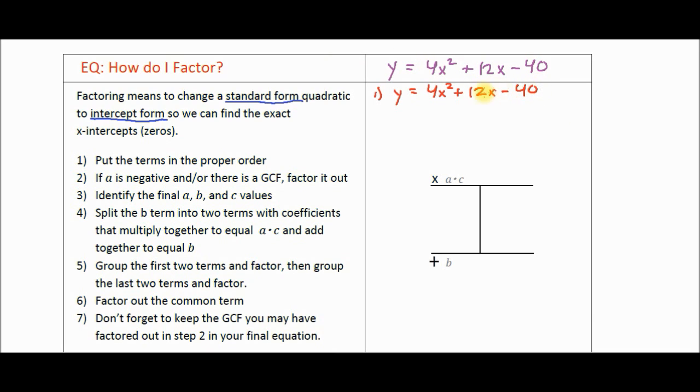Alright, step number 2. If a is negative and/or there is a greatest common factor, then factor it out. So we're going to look at the a term here. Let's take a look. Is a negative in this case? We say no, it's not. So we don't have to factor out the negative or the -1. You'll see some more examples when we do that. The next question is, is there a GCF? So I'll put on here, let's put a little note here. Is a negative?